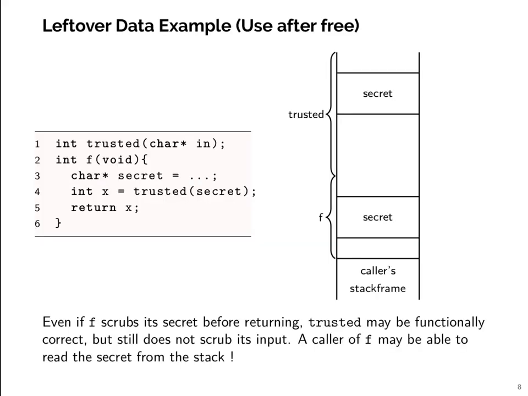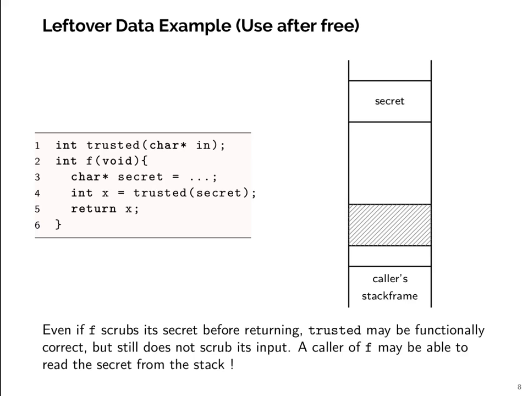So for instance, consider this function f, which has some secret and passes its reference to a trusted function. The trusted function makes a copy on its own stack frame to do some computation with it before returning. So even if f clears its own stack frame, as is often done in security critical code, the trusted function may have forgotten to do so, and so a potentially malicious caller could then read what is left on the stack. So there is some form of use after free that has not been considered so far in those works that I mentioned.